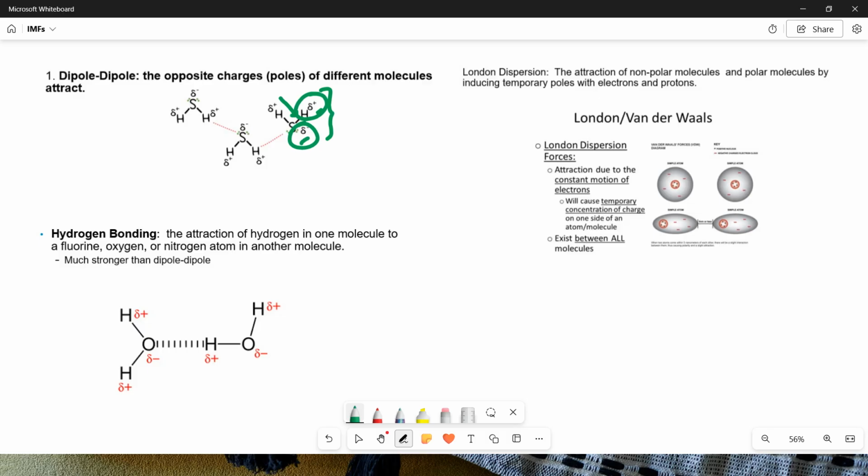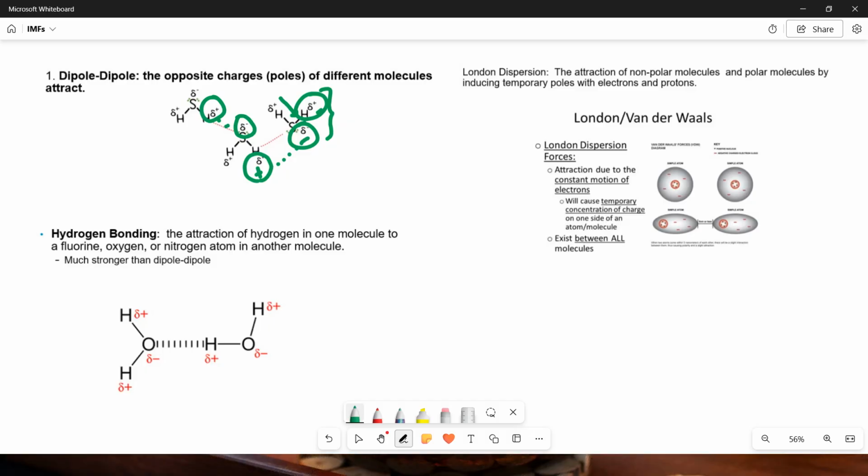Well, when another molecule comes along and it has a partially positive charge, that partially positive charge attracts to that partially negative charge, and likewise the negative portion of that will attract to the positive of another one. And so there's an attraction there between the different partial poles of the molecules.